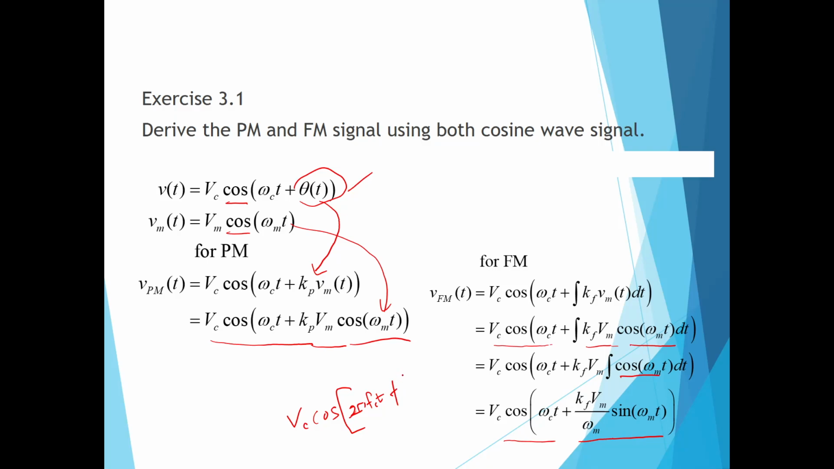So plus Kf Vm over 2 pi fm sine 2 pi fm t, close big bracket. Okay, similar with this one. I just changed omega with 2 pi f.